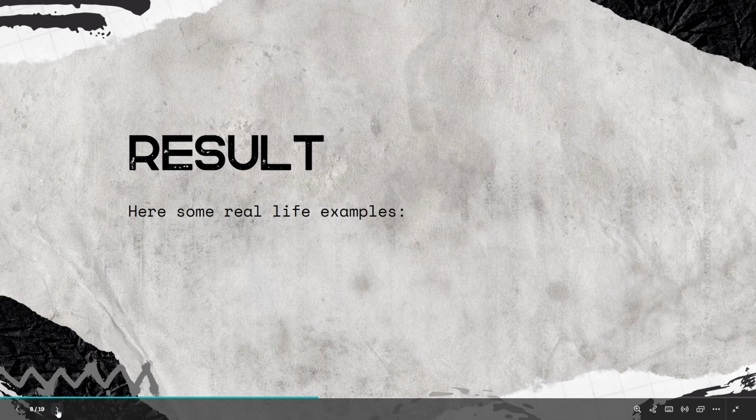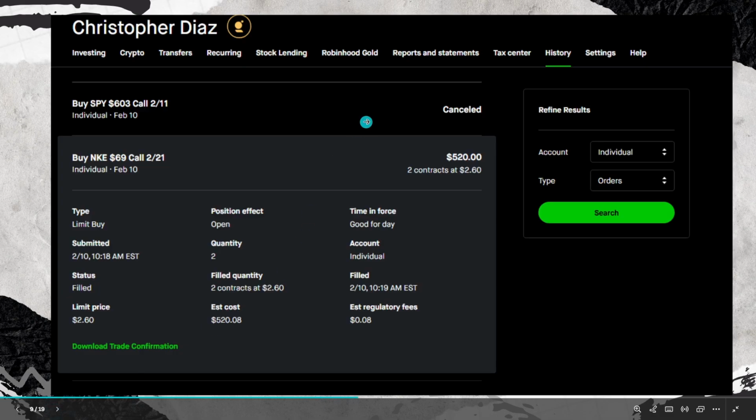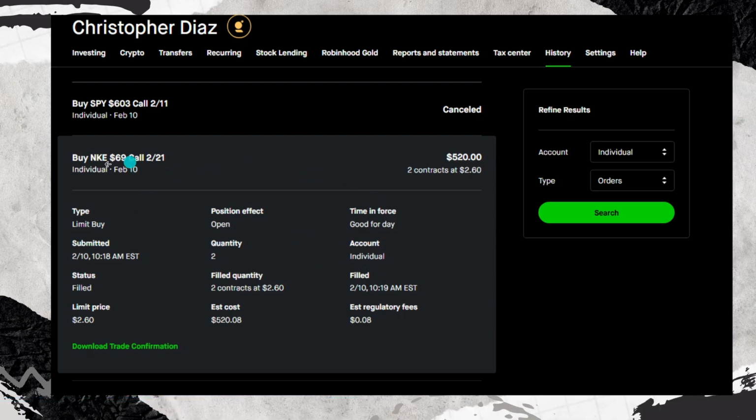All right, so I'm going to show you some screenshots of some examples of some trades I did this year. This is Nike. This was on February 10th. If you can see here, on February 10th, I bought Nike, a $69 strike price, expiring, looks like, a week from February 10th. So I bought this contract. I bought actually two. Each one cost $2.60 for a total price of $520.